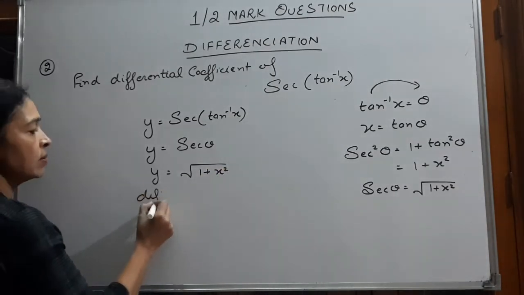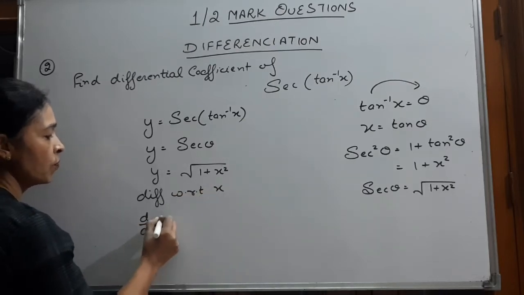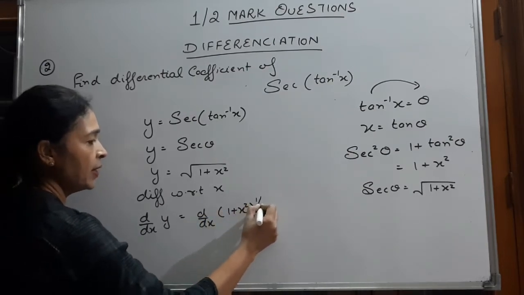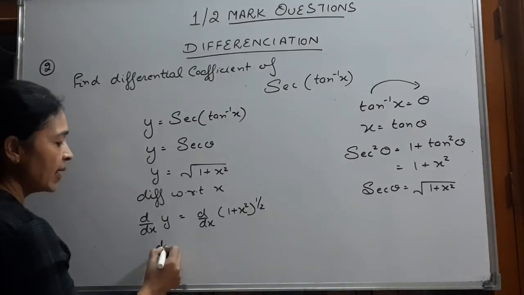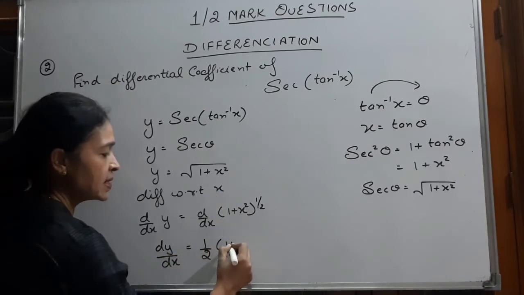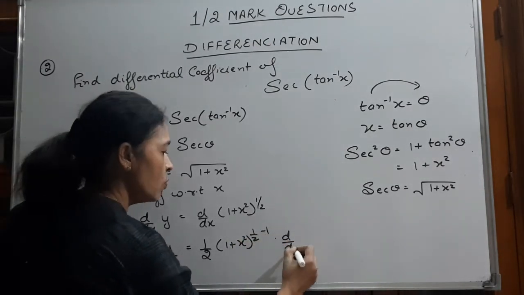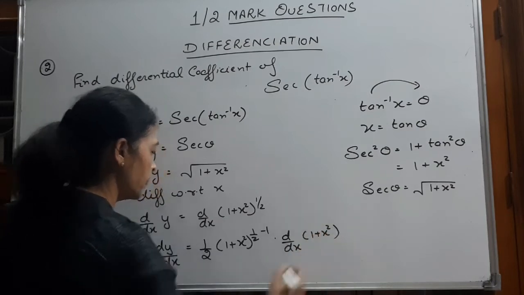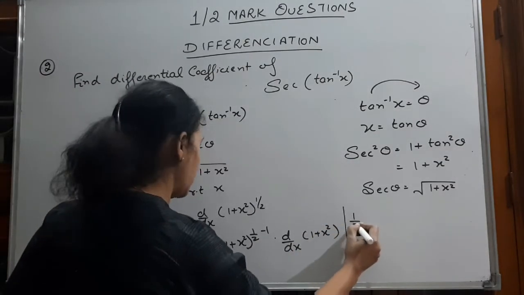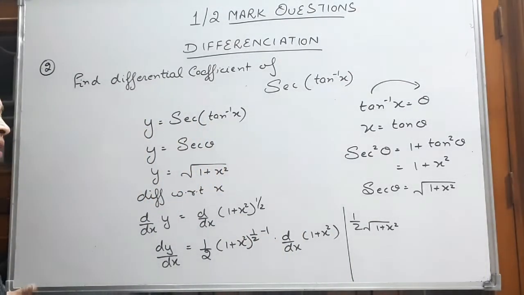Now differentiate with respect to x. d upon dx of y equals d upon dx of (1 plus x square) की power 1 by 2. Derivative of y is 1 into dy by dx equals 1 by 2, (1 plus x square) की power 1 by 2 minus 1 into d upon dx of (1 plus x square). What do we get? 1 by 2 under root 1 plus x square. (1 plus x square) की power 1 by 2 minus 1, power is minus 1 by 2.